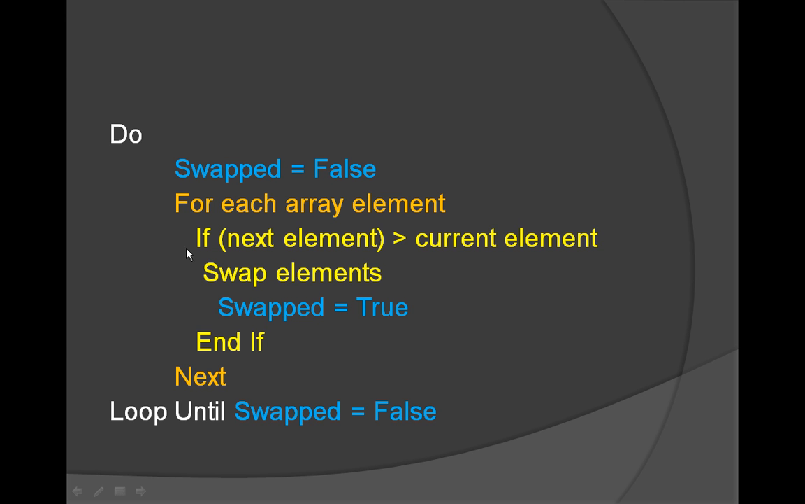Go to the next array element. Is the next one bigger than this one? If it is, swap it. If it isn't, ignore it. And then just keep going round here. Once it's been through the array once, if there has been a single swap, then swapped will be true. If swapped is true, we go back up to the top. We do the whole shebang again. And we keep going through until swapped equals false, i.e., there isn't a situation where the next element is bigger than the current one. If that's true, they must be in order.